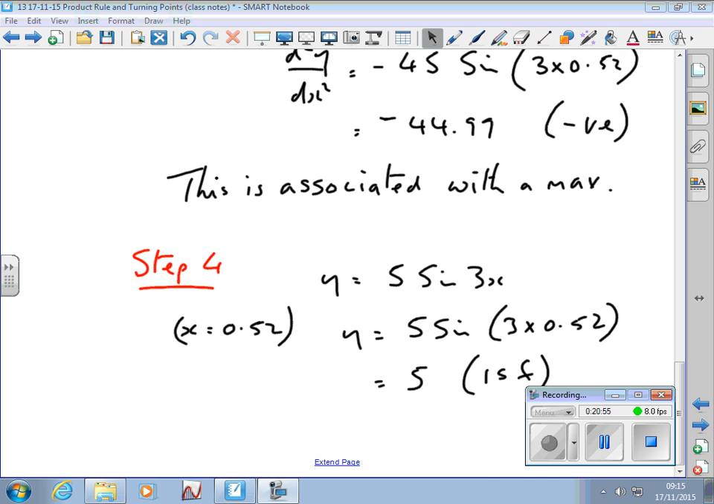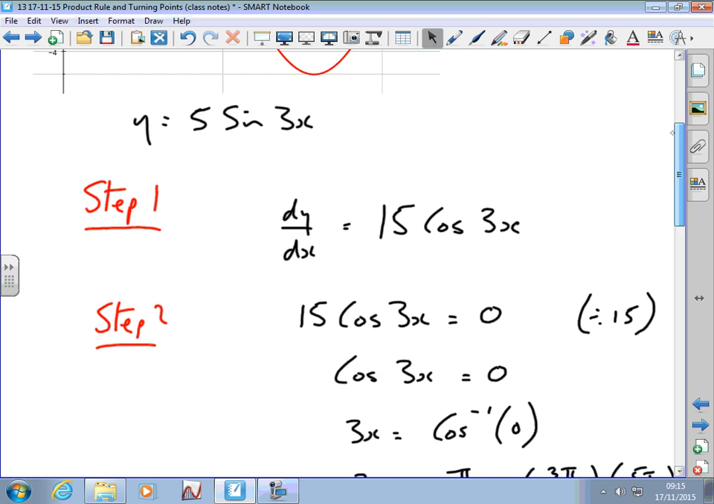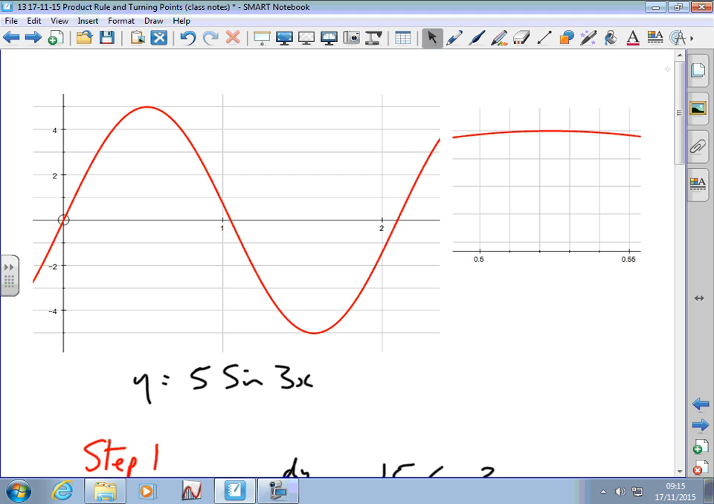So let's just confirm what's gone on here. We've taken our original function. Here it is, y equals 5 sine 3x. We differentiate it. We let that differential equal 0. And then we find out the value of x, which is the first one we come across. So I know that the gradient drops to 0 at that point. So we've got a maximum or a minimum.